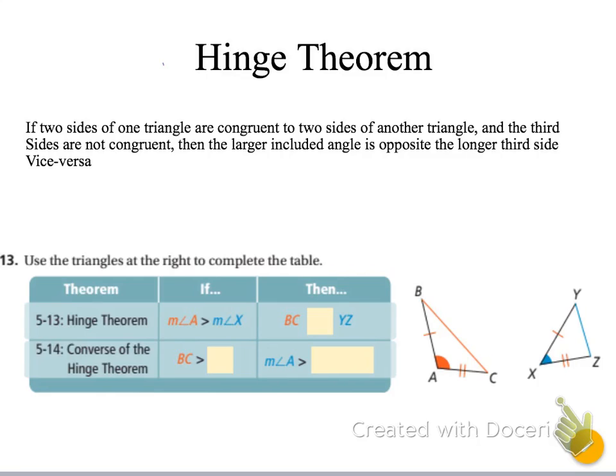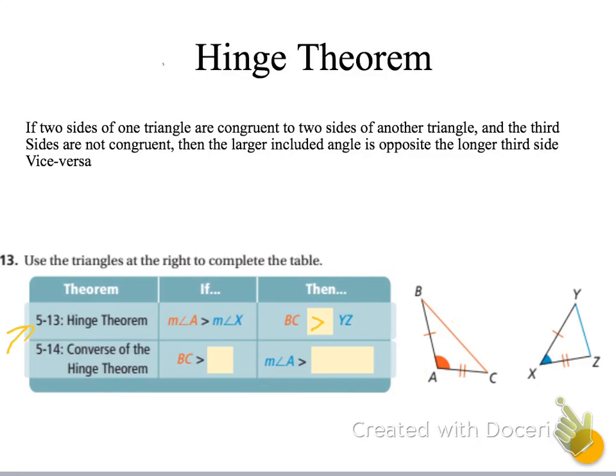Okay, so let's look at just the regular hinge theorem first. So I have two congruent sides shown from these pictures, on two triangles, so they're congruent to each other. If I have angle A being bigger than angle X here, then that means my length BC should be greater than YZ, because my angle A is larger. So my larger angle is always going to sit across from my larger side.